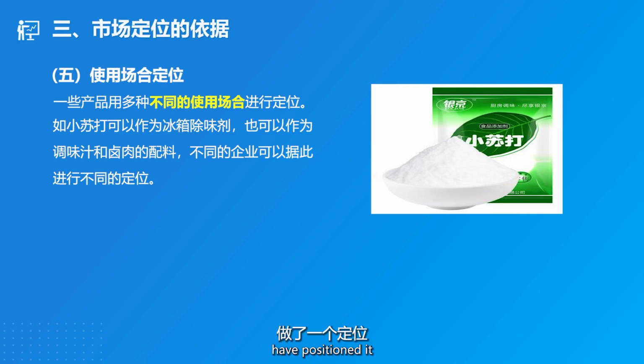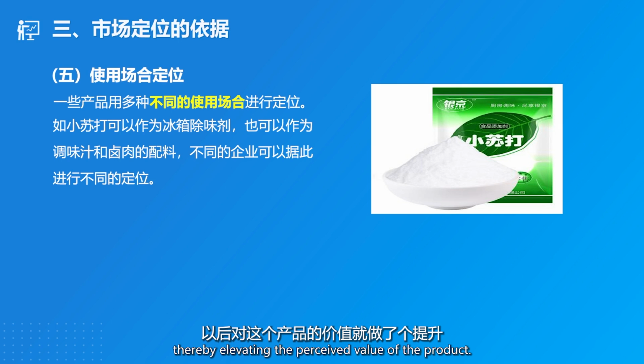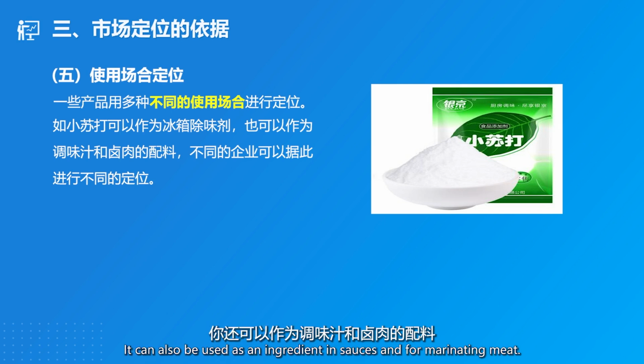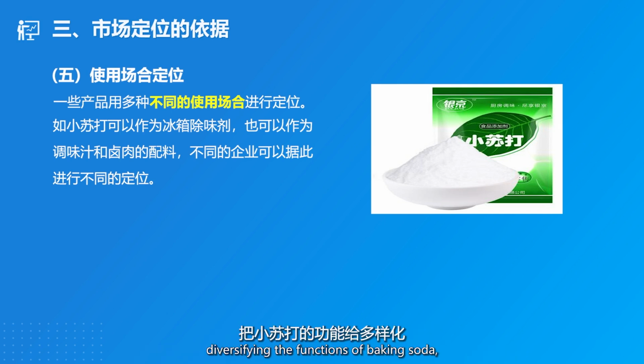But we have positioned it as a refrigerator deodorizer, not just baking soda. It can effectively eliminate odors, transforming its concept for this specific usage, thereby elevating the perceived value of the product. It can also be used as an ingredient in sauces and for marinating meat. This means diversifying the functions of baking soda, including neutralizing stomach acid, and also positioning against competitors.